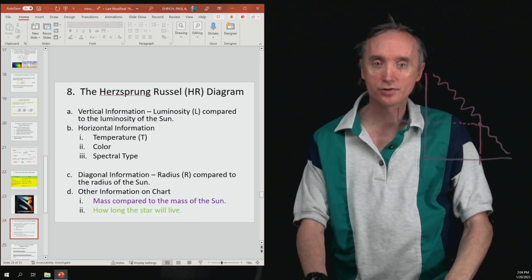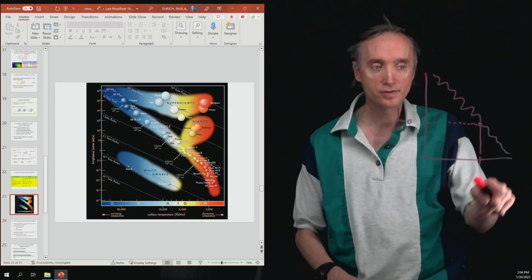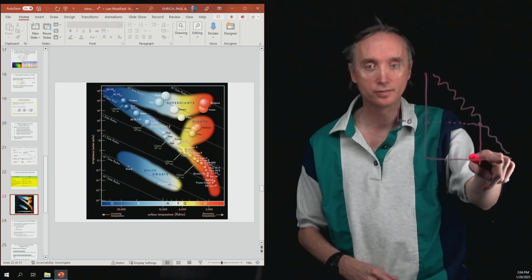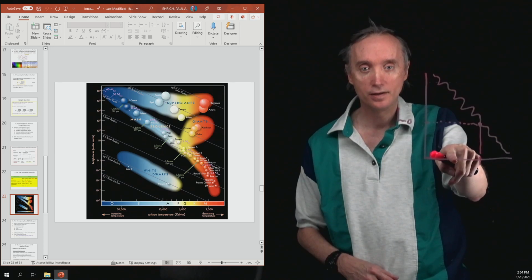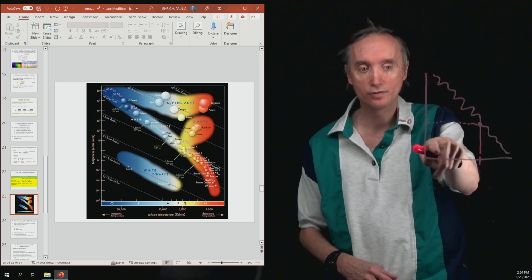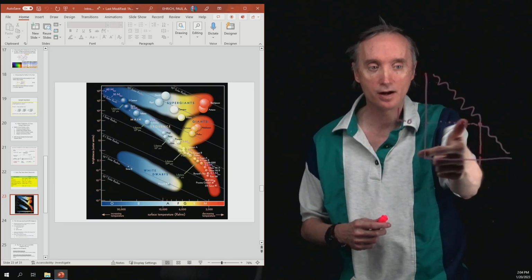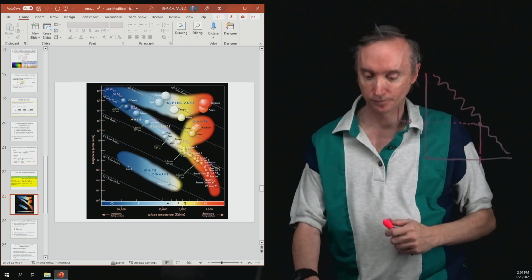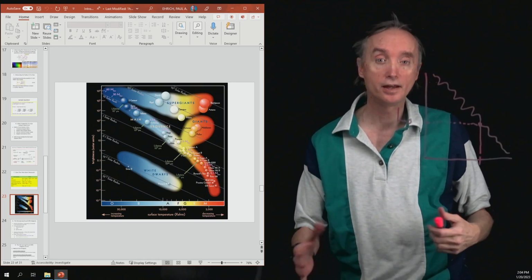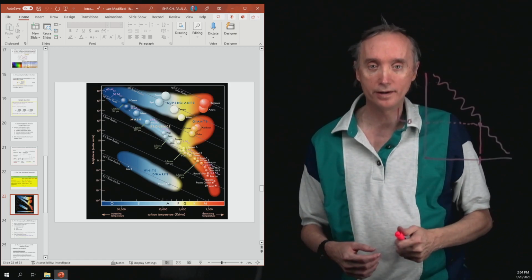Another piece of information going sideways is the color. Do you notice that on this side over here you've got the reds, and next to the reds are the oranges, and next to the oranges are the yellows, then the whites, and then over here are the blues. So as the temperature gets hotter, the color of the stars changes. And again, look at the sun, and you'll notice it's that yellowish, whitish color.